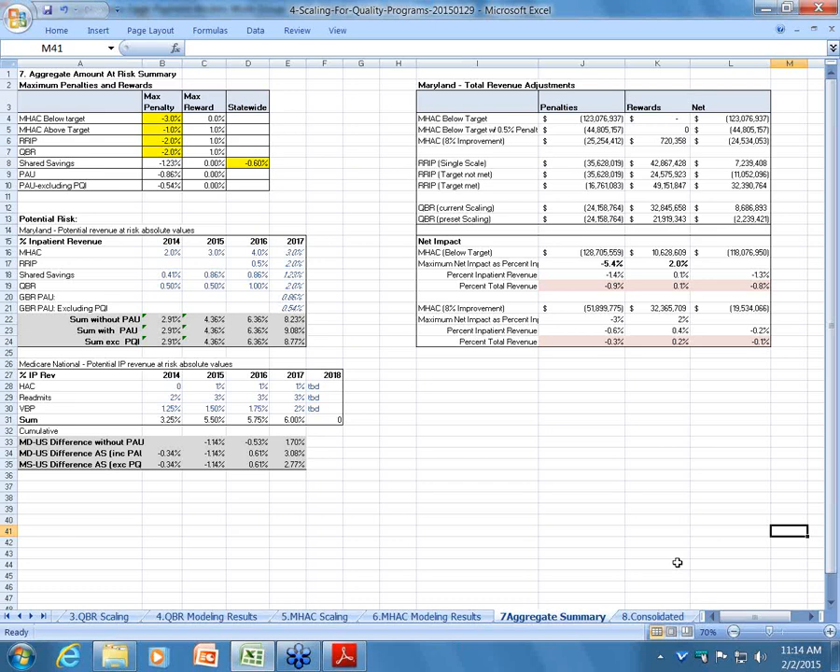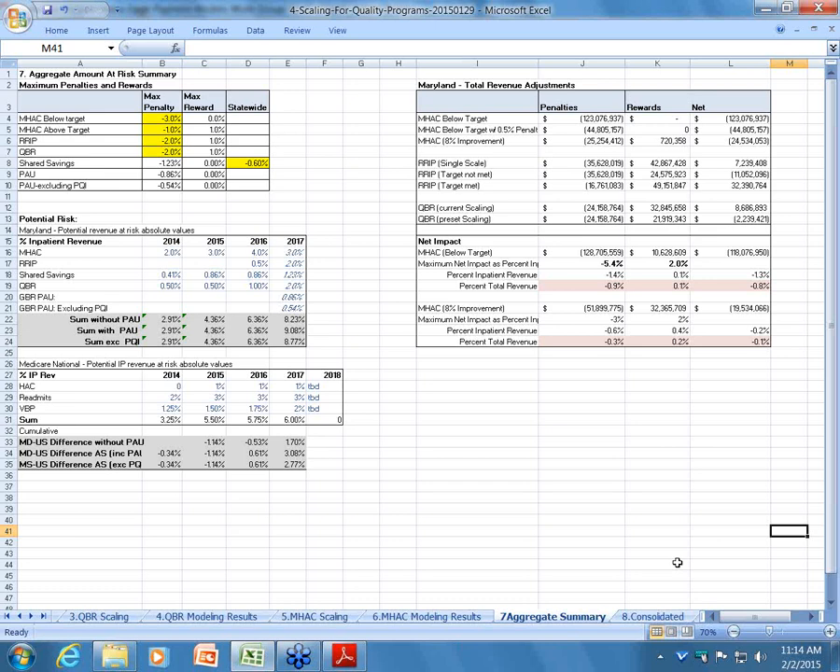So what will be the point where we could feel comfortable to put the hospital at risk on an overall basis, combined MHAC, QBR, and the readmission? So here, what you have in the table for the MHAC, below target and improvement, is the maximum net impact. So this is the combination of all, and it's based on my modeling. This is not going to happen. I guarantee that.